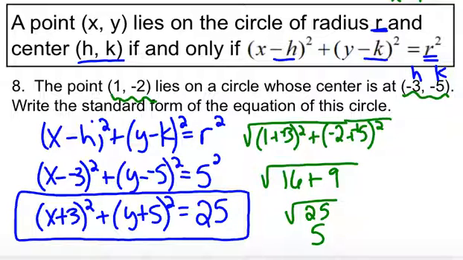Now that's not the only way you could have done this problem. You could have plugged in the point (1, -2) for x and y and solved for r. That would have worked too. I used the distance formula.